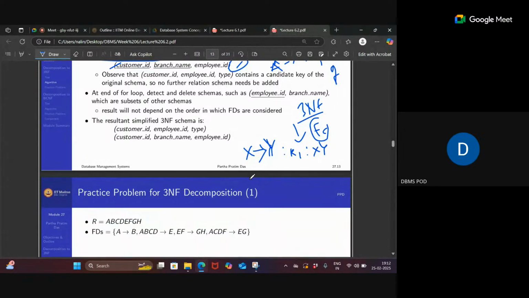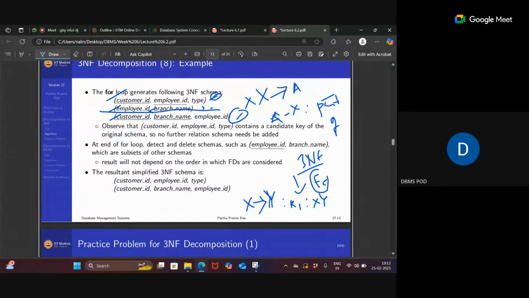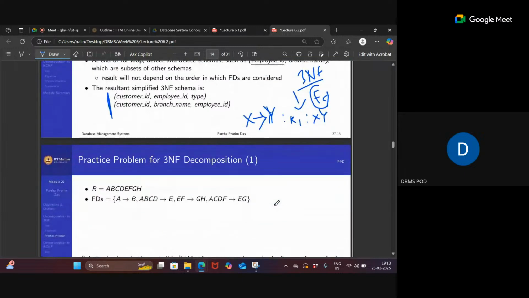If it is not present, we will create a separate relation, a separate table, for that candidate key. And after getting our decomposed relations, we'll see whether any relation is a subset of any other relation. Here, the example is that (employee ID, branch name) is a subset of the (customer ID, branch name, employee ID) table. So we can eliminate this table, and our result will be this one only, this 2D one. Okay, understood about 3NF?